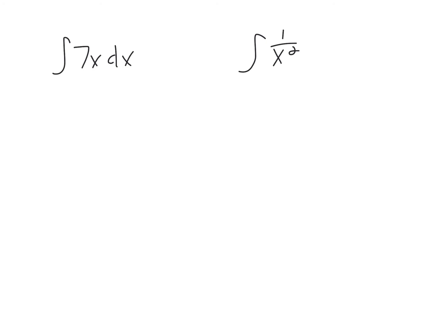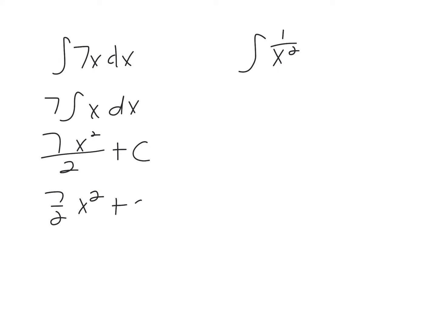Let's do a couple examples here. So we have the integral of 7x dx. We can move that 7 up front if it makes it easier for you, which might not be a bad idea. And then the antiderivative: add 1 to the exponent, so it's 2, and then we're dividing by our new exponent, which is 2. Remember, plus c. Okay? So 7x squared over 2, or you can write it like this, 7 over 2 x squared plus c.